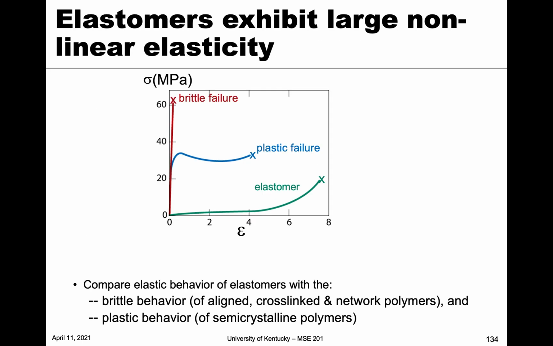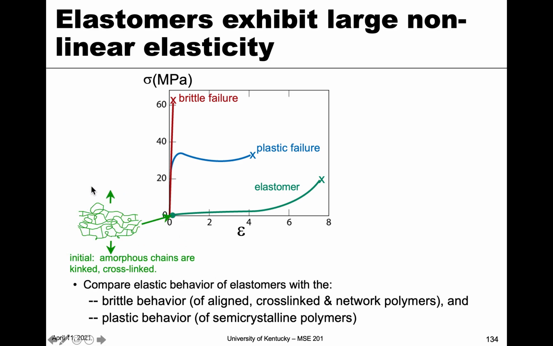All right, so the last material, elastomers, exhibits that large nonlinear elasticity, and the way we can think about these is quite a bit different than the brittle and the plastic behavior. What we typically have here is something that looks kind of like this. So they're amorphous chains, and there tends to be some cross-linking, a small amount of cross-linking here. So they're very chaotic, disordered chains that are amorphous. They're kinked, and they're also cross-linked.